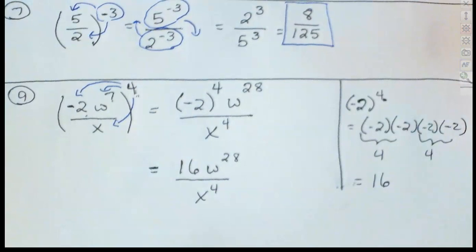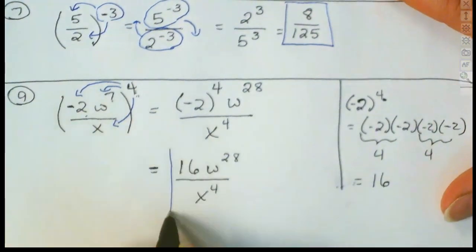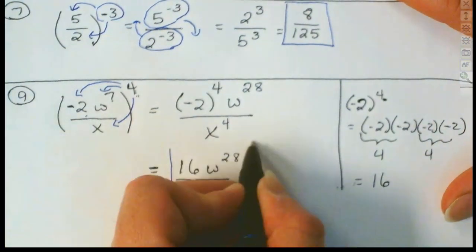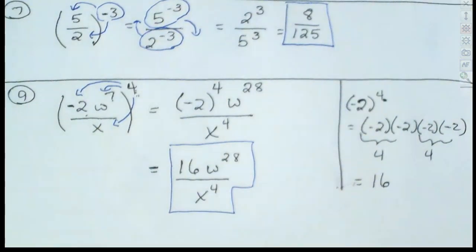Now, how do I know that I can stop here? Well, we need to make sure we can't go any further. The 16, nothing can combine with it. We have a w and we have an x, which have different bases, so they can't go together. And we do not have any negative exponents. So that's when we know we can stop: no negative exponents and all different variables.